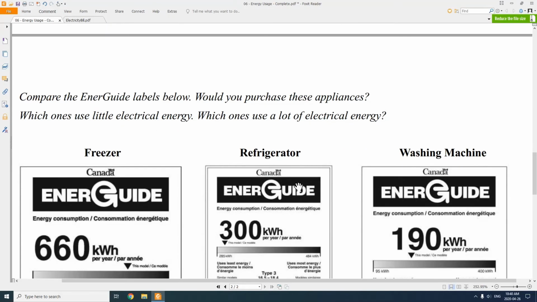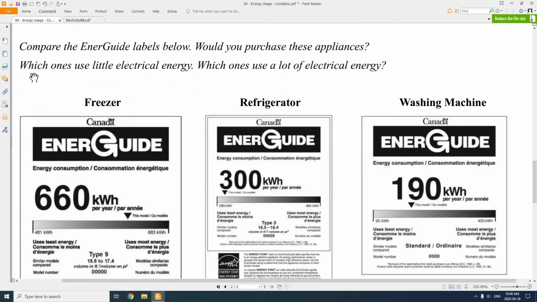All right, so what I'll get you to do on the next page, in a minute here, is pause the video and look at these. I think I have 6 or 7 different EnerGuide labels. I want you to decide, would this be a good appliance to purchase if you were just worried about the amount of energy you're using? Then also look through and say which types of appliances use very little energy and which ones use a lot more. So at this point, pause the video and look through those labels.